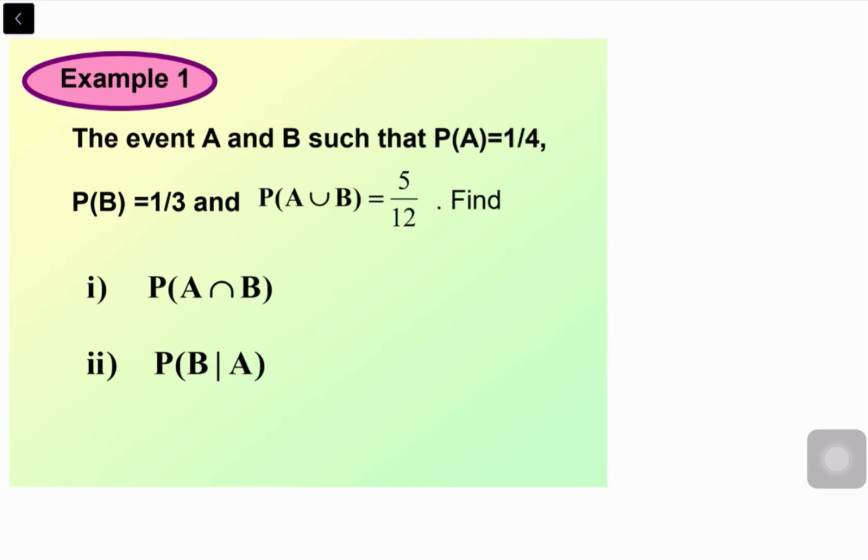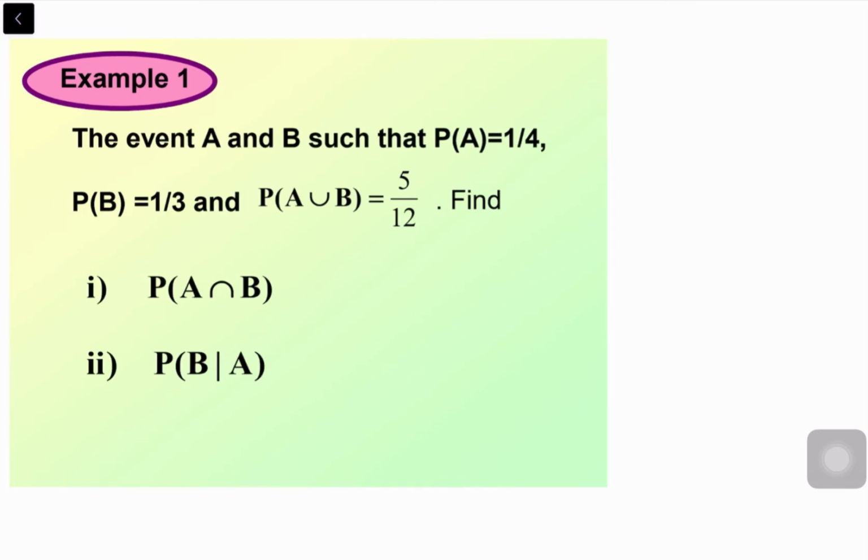Let's start with the first example. For events A and B, the probability of A is 1 over 4, the probability of B is 1 over 3, and the probability of A union B is 5 over 12. Find first the probability of A intersect B, and second the probability of B given A.